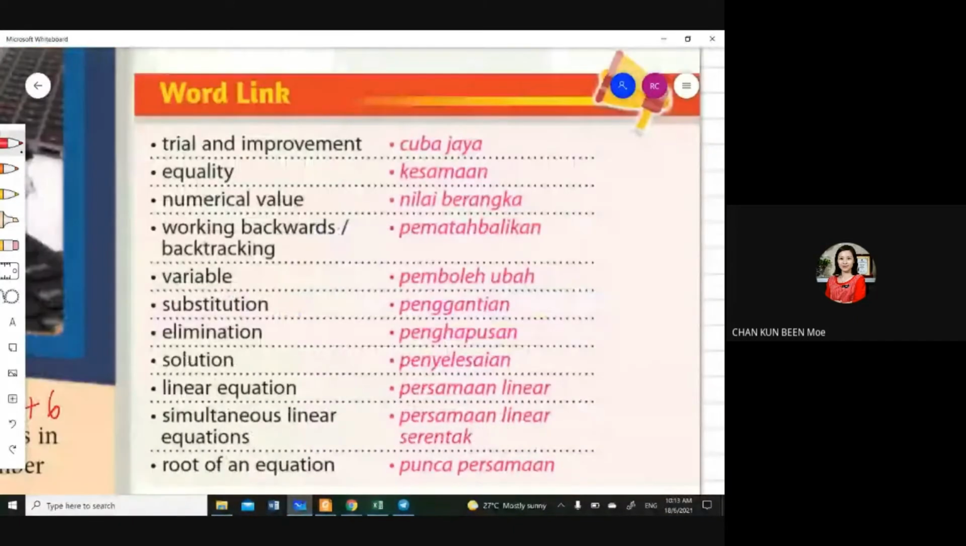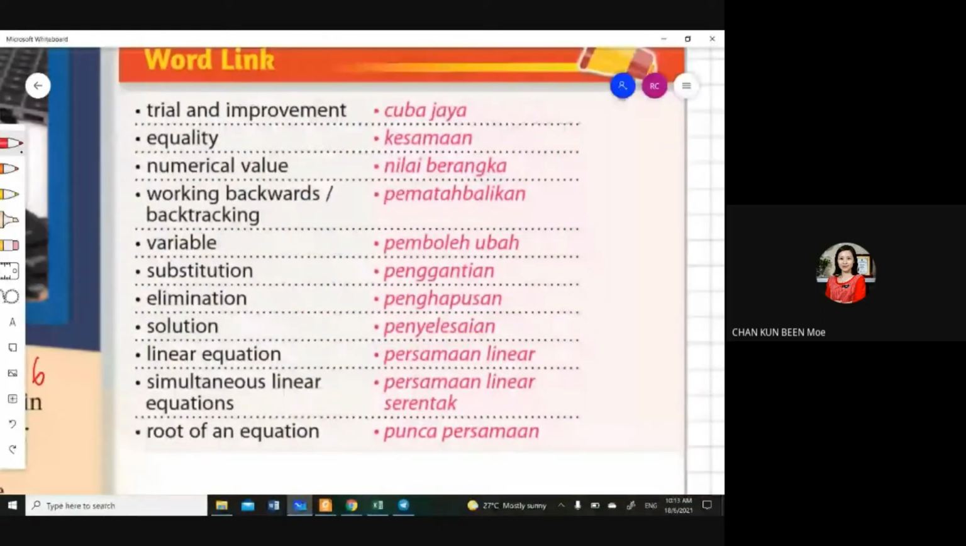Okay, this is the word link that you are going to learn in this chapter. Trial and improvements, this is a method, meaning kaedah cuba jaya. You keep trying until you get the answer. And then equality, maksudnya kesamaan. Numerical value, nilai berangka. Working backwards or backtracking, pematahbalikan, meaning that you are going from the back to the front. And then variable, you know this already, variable is just like X, Y, Z, pemboleh ubah. Okay, and then substitution is kaedah penggantian.